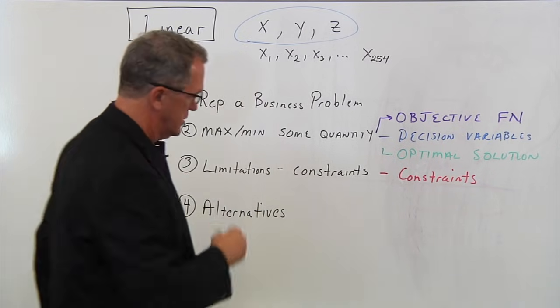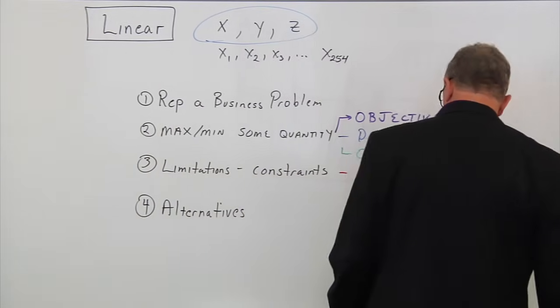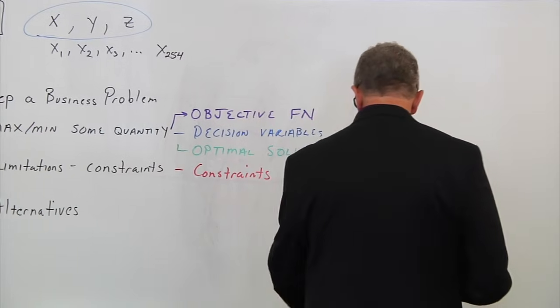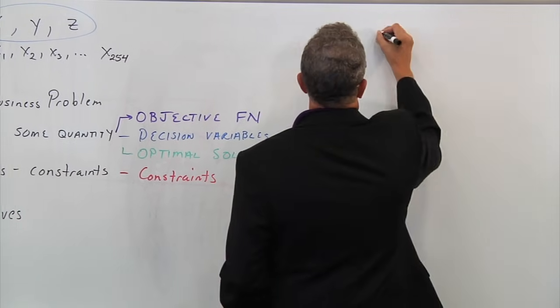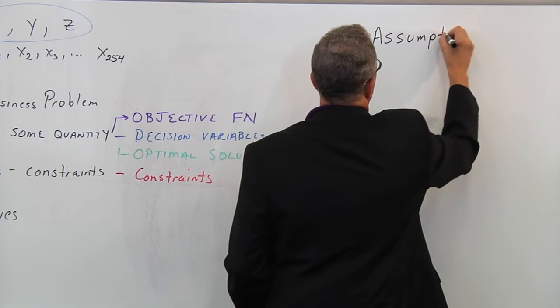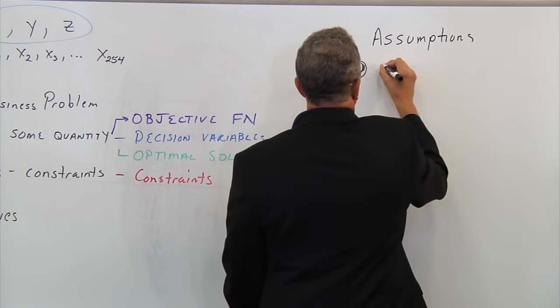Now, these are the properties. We also have 4 assumptions of linear programs. The 4 assumptions of linear programs, all right, the assumptions we have that go into this: 1, certainty.